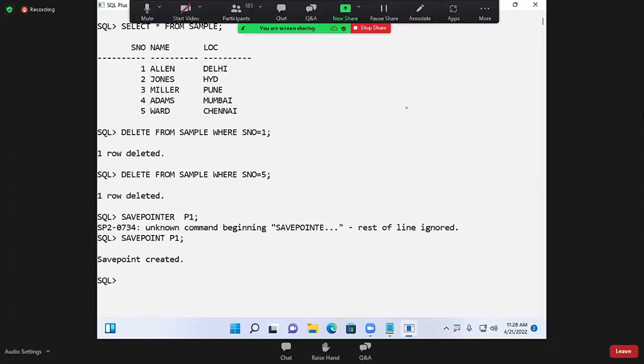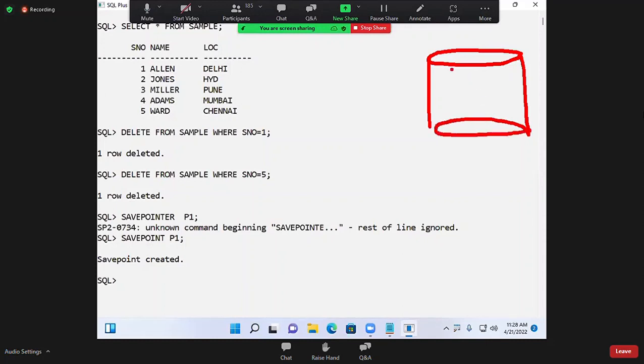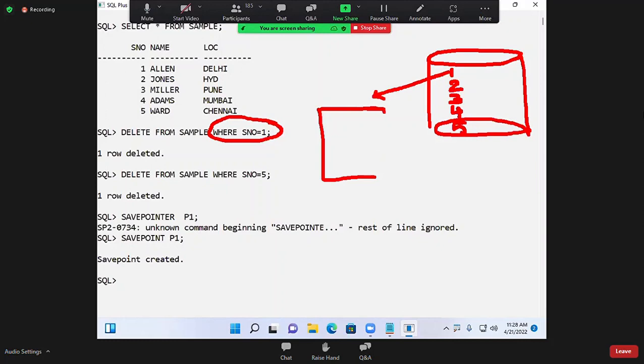Now this is your database, guys. In this database, how many rows do we have in total? There were 5 rows: 1, 2, 3, 4 and 5. Out of 5 rows, I deleted the first row. The first row was deleted from the database and is stored under which memory? Instance memory. This is my instance, where the first row's data is saved. Next I deleted which one? 5. So 5 is deleted from your database, and this is also saved under instance memory. After that, I created a pointer.